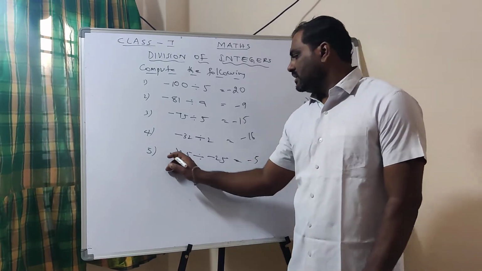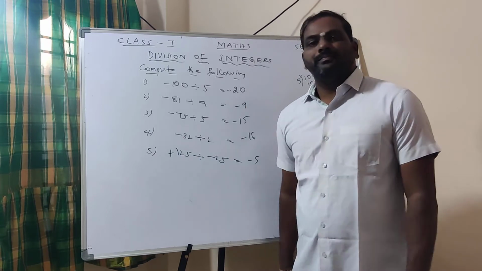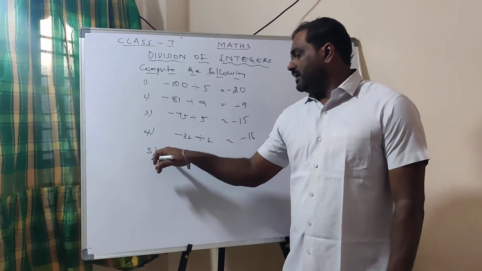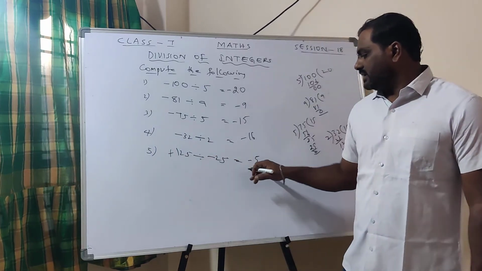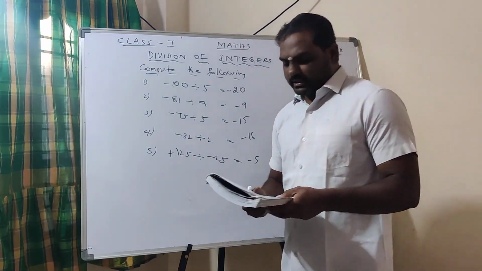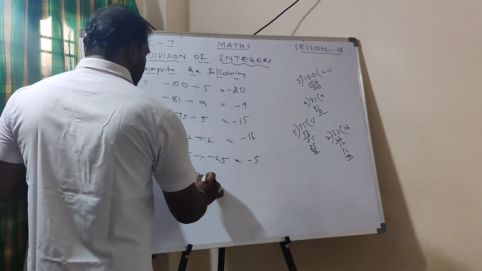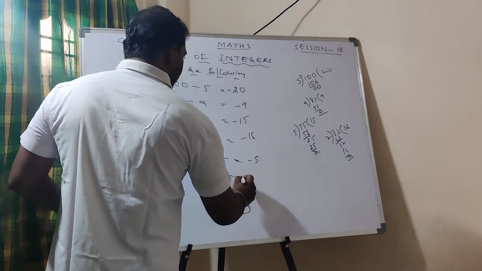Why minus? Because 125 is a positive integer and minus 25 is a negative integer. So whenever a positive integer is divided with a negative integer, you will get a negative integer as the answer. Like that you have to write. And question number 6 also, 80 divided by minus 5.